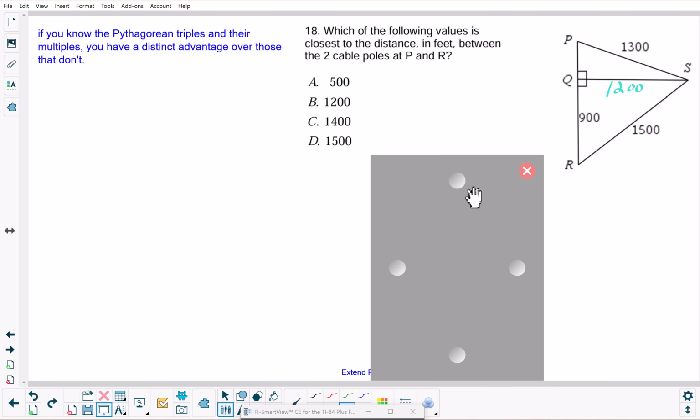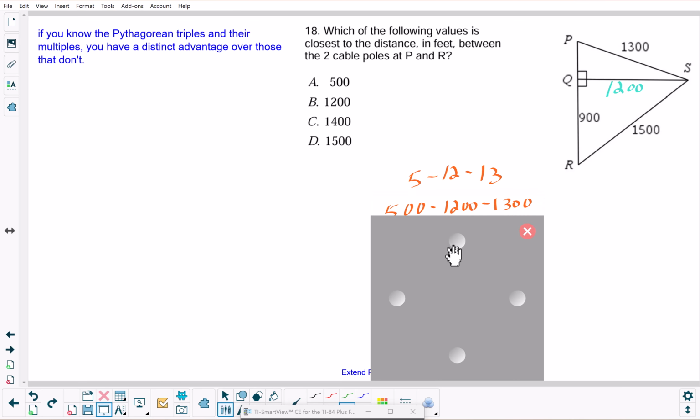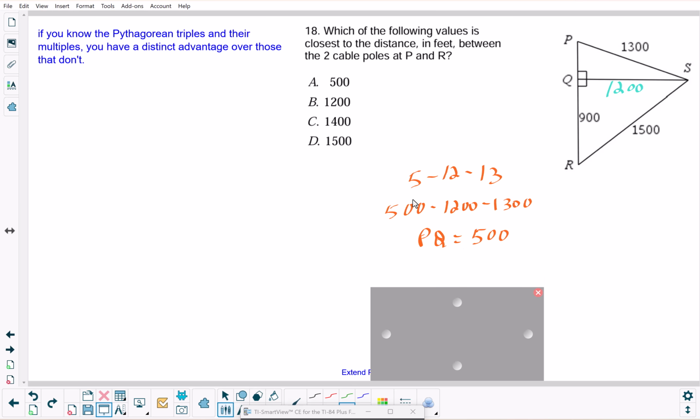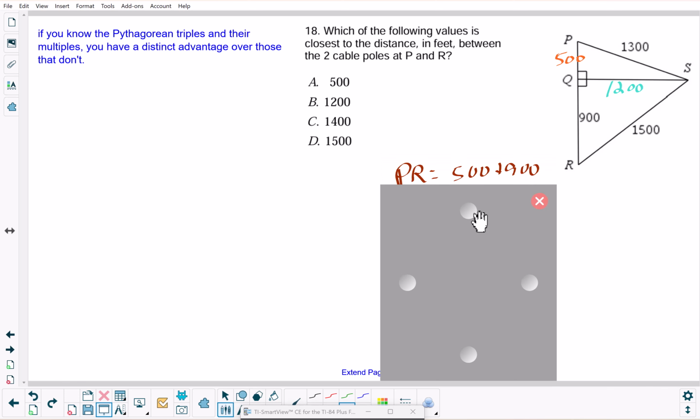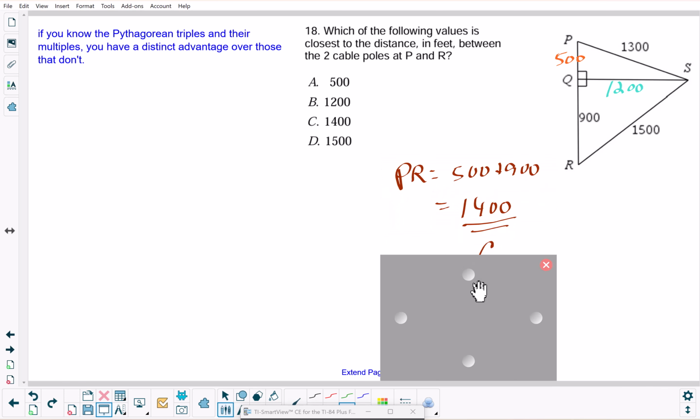Another Pythagorean triple is 5, 12, 13. Multiply that by 100, and it's 500, 1200, 1300. So PQ is 500. Now notice that PQ equals 500 is this answer. That's not our answer to the problem. We were asked to find the distance from P to R, and so you have to add those two, and the answer is C. So that's knowing the Pythagorean triples and their multiples.